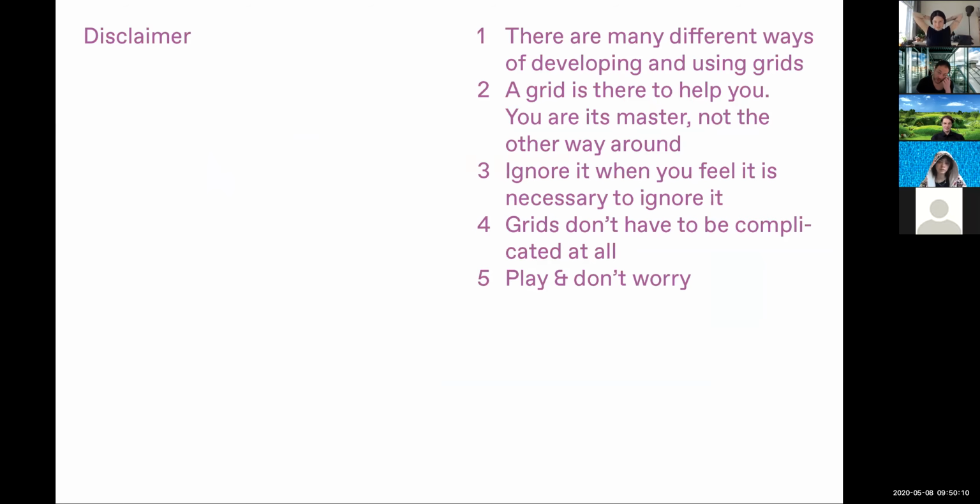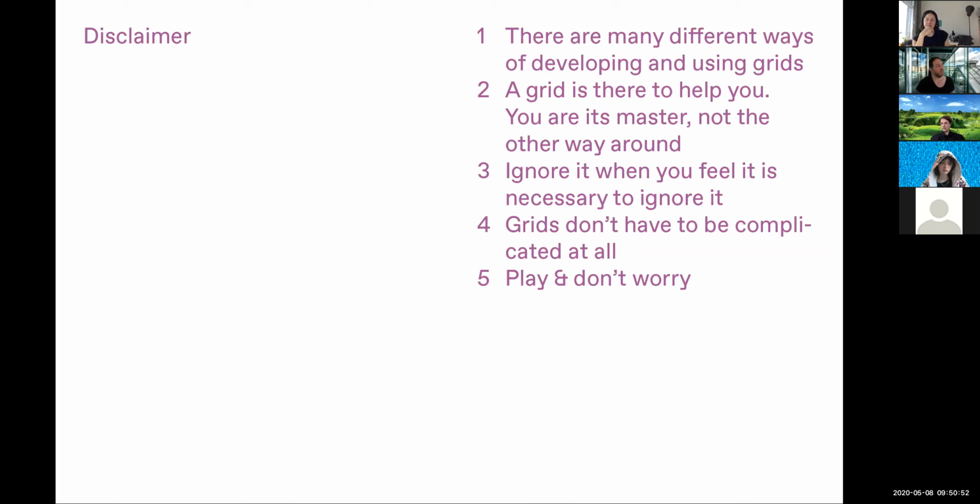First of all, as a disclaimer, there are many different ways of developing and using a grid. There's not one way of doing it. So even if after this instruction or at the end of your studies you don't have a specific way of doing it, or it's not according to the rules defined by whoever, don't worry about it, because it's there to help you and maybe other people if you work with multiple designers. You decide how this thing functions, not the other way around. Sometimes that means you ignore it, like I just showed with this example of x-height optical correction.